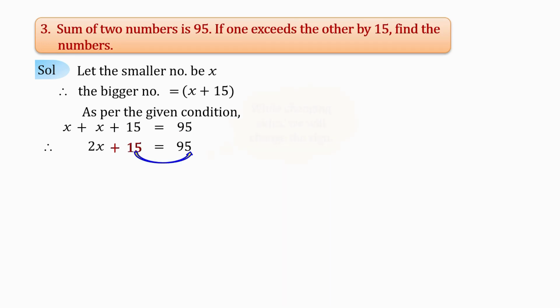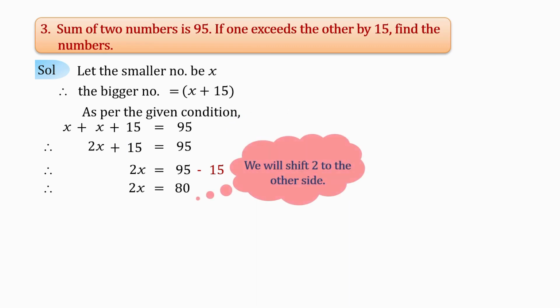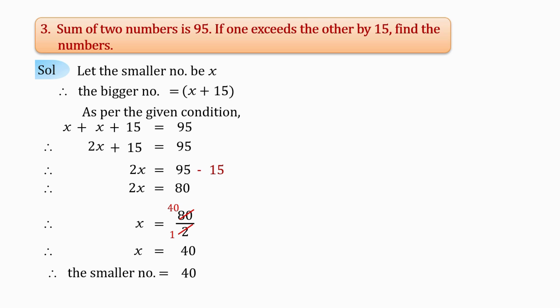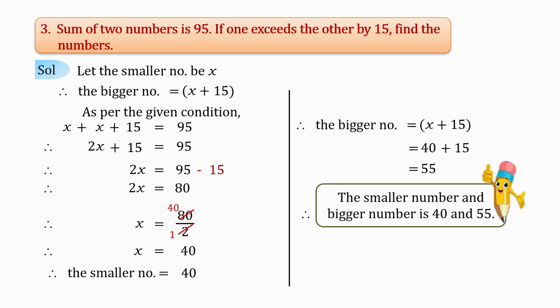Now we will put variables on one side and the numbers on the other side. So the final answer we got x equal to 40. So this is not the final answer. What we got is x, that is the smaller number. We also need to find the bigger number, that is x plus 15, that is 55. So the two numbers are 40 and 55.